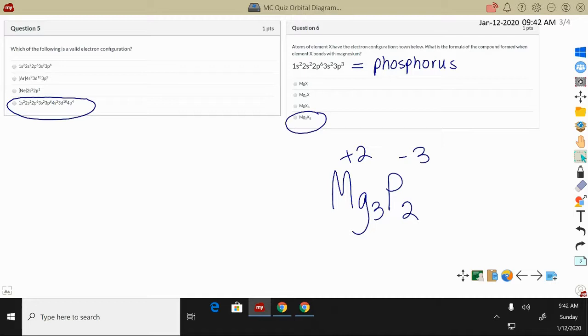Question 6 was fine. You could answer this a couple different ways. You could figure out the charge, that if it's an element that ends 3p3, it's going to gain 3 electrons to fill its energy level, to fill the outer orbitals. Or you could just identify the element as phosphorus. And from there, I'm really just writing the formula of magnesium phosphide.